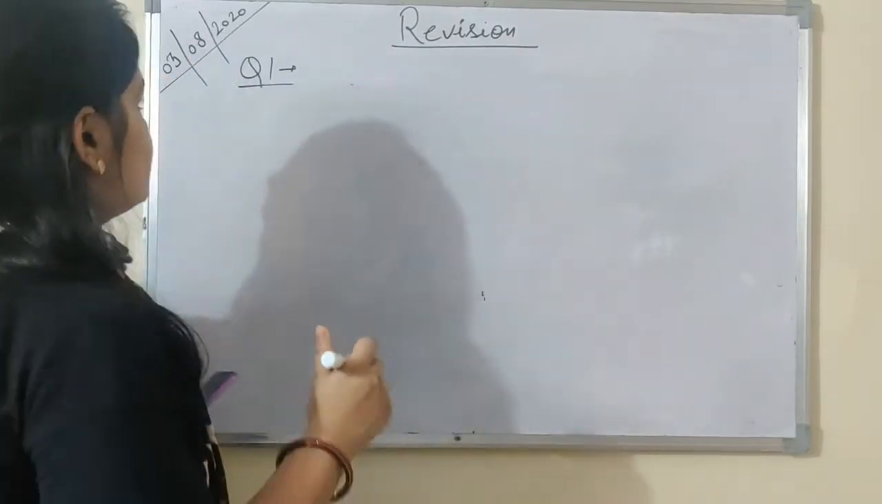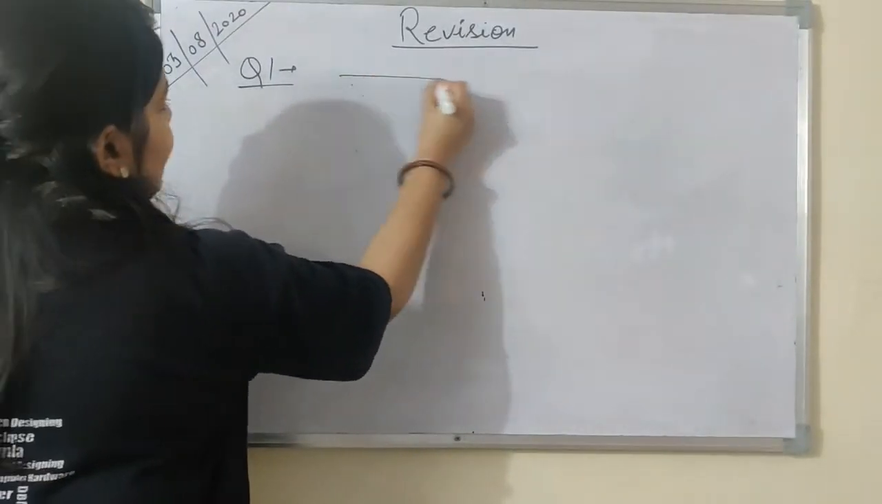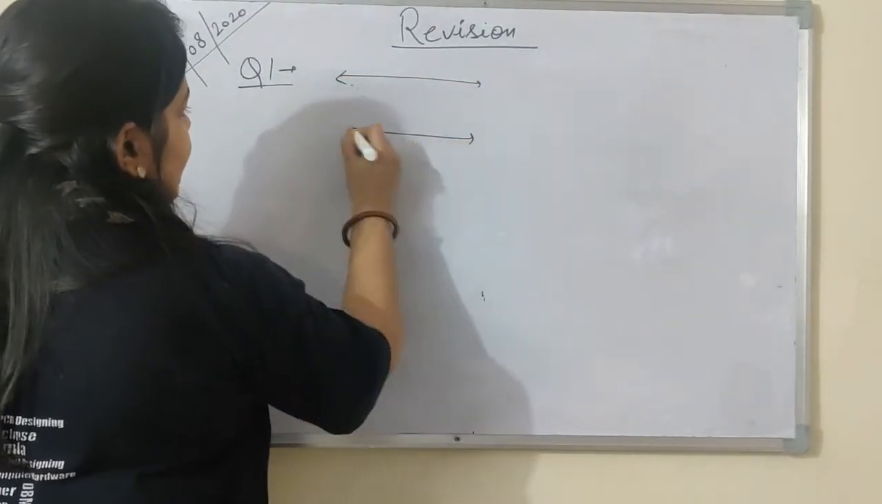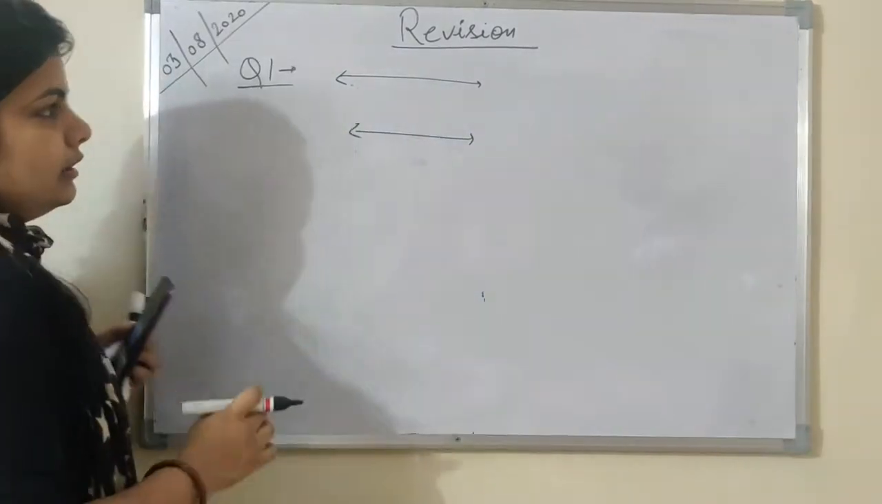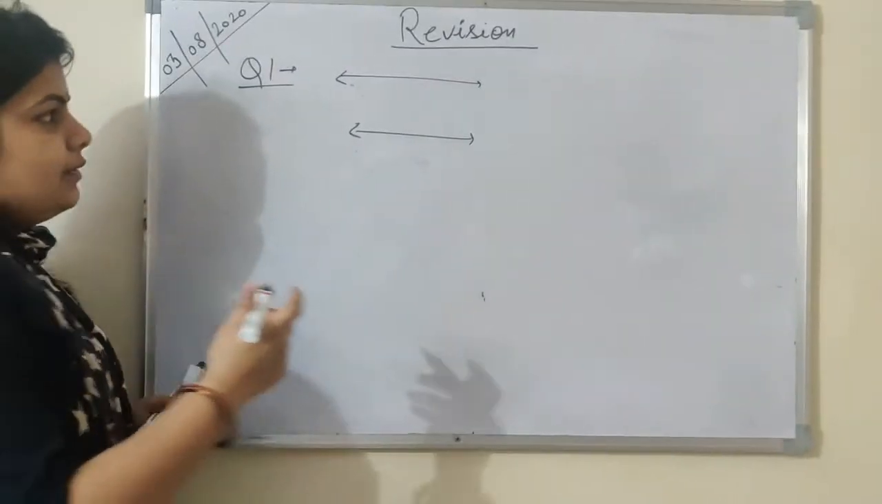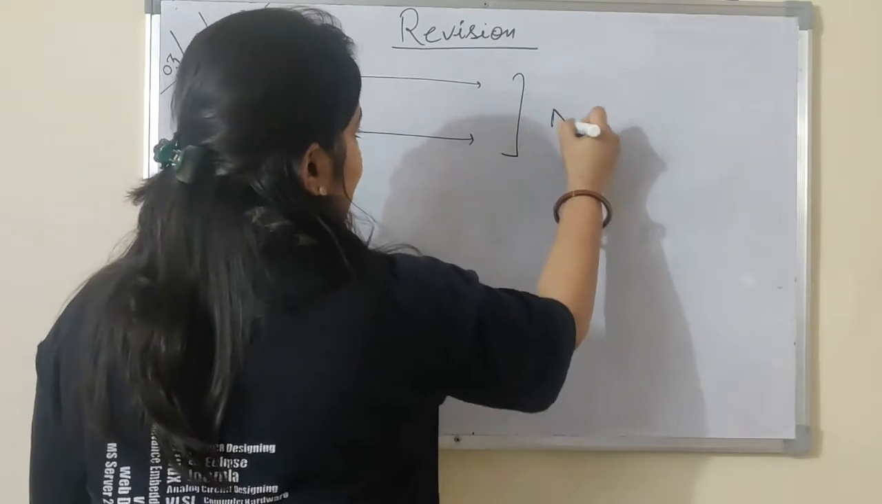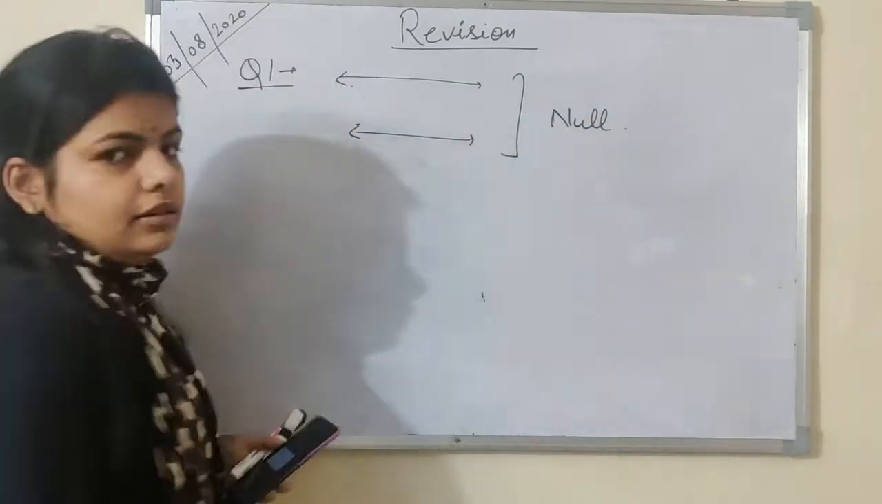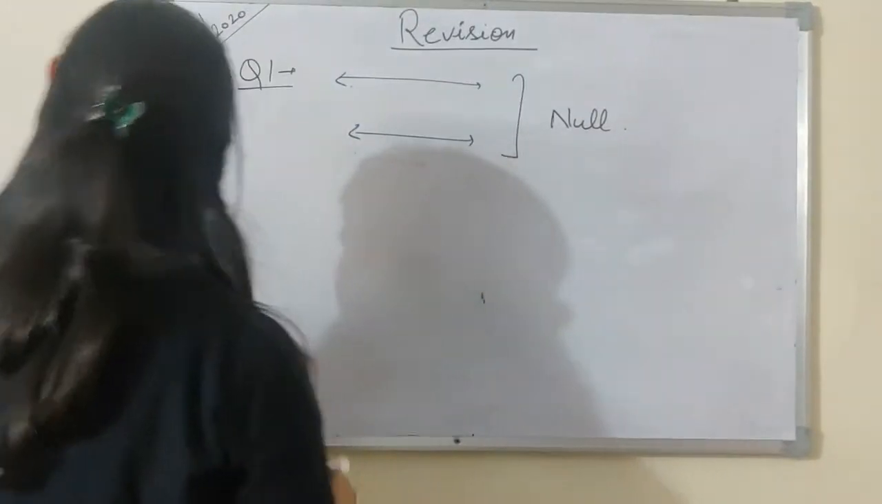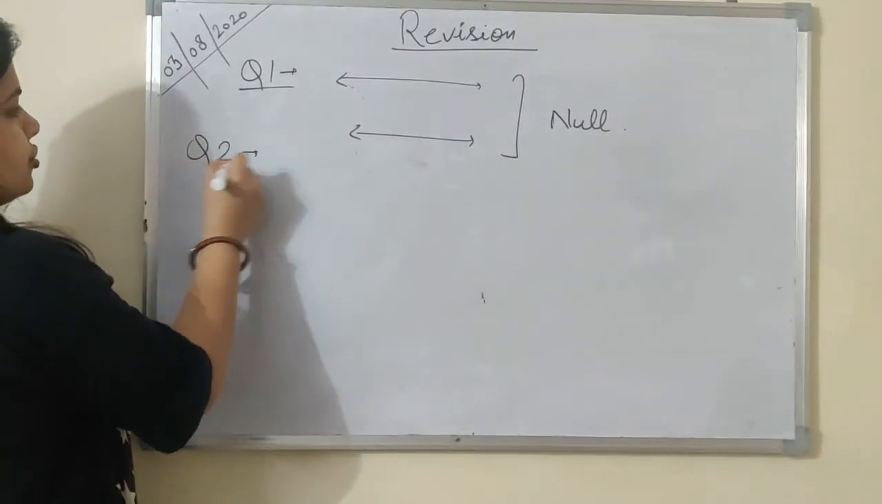was null. As you know that these are the parallel lines and they will not meet. Not meet anywhere. So that's why your answer will be null. Is this clear? Then come to question number 2.